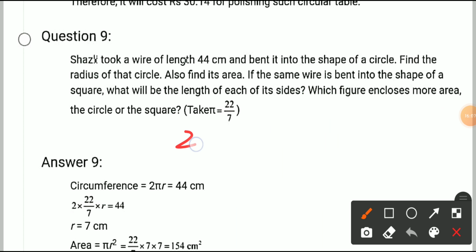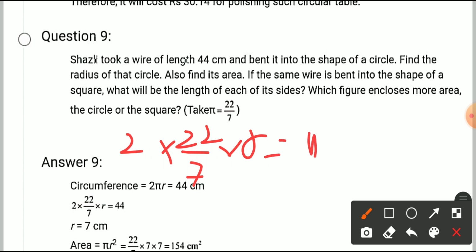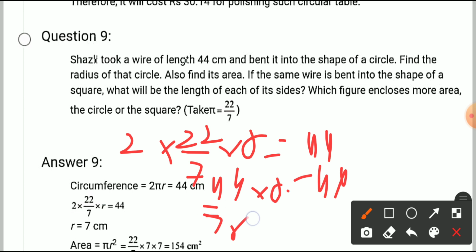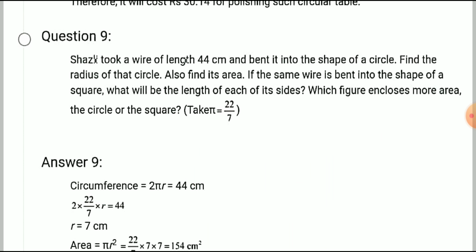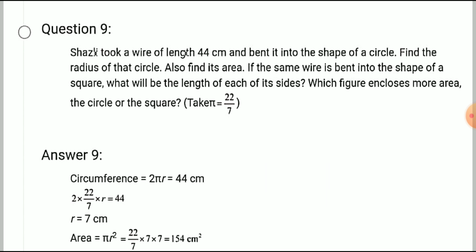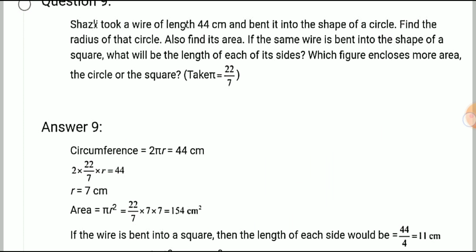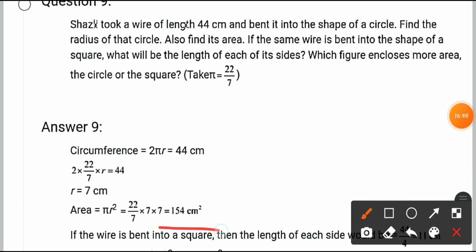Circumference we know is 2 pi r, 2 into 22 upon 7, and r we need to calculate, and it is given 44. So here we have 44 upon 7 into r, 44. So definitely you will get the answer 44 multiplied by 7 upon 44. Yes or no? This will go downwards and this will go upward. 44 44 cancel. The value of r will be equal to 7 centimeter. Then you need to calculate the area. After calculating the area you will get 154 square centimeter.